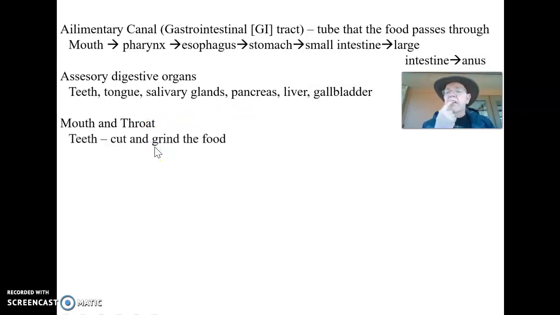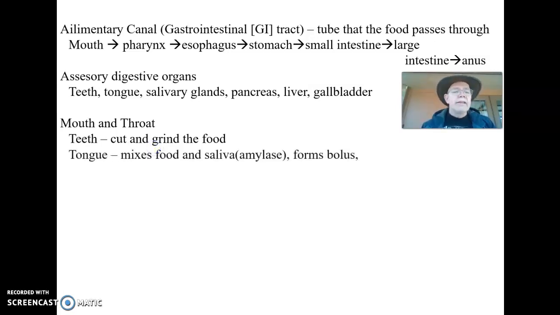The teeth, obviously, cut and grind food. You have your incisors and your fangs that help to cut or tear at food. That's why dogs and cats have these fangs, predators, because they have to tear meat off the bone. But then you have your molars, which are your back teeth, and they are more just for grinding it up.